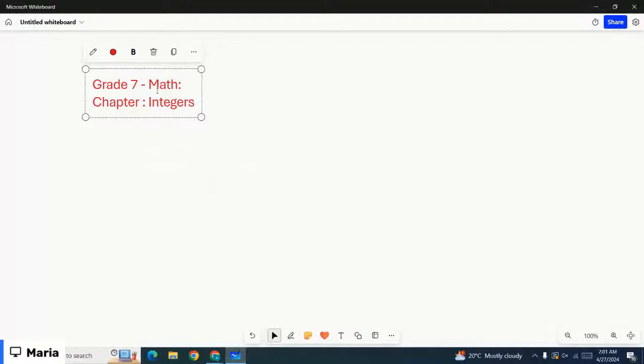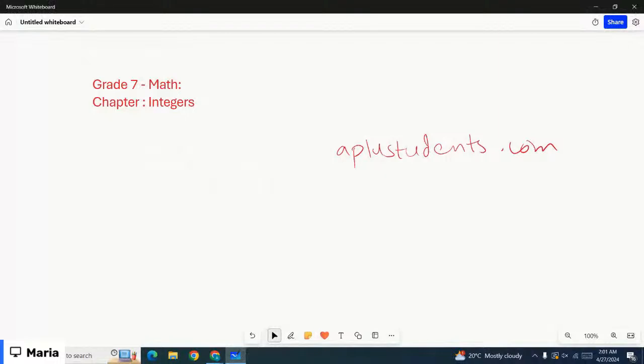We are here for grade 7 math. You can find all the lessons on aplusstudents.com. You have to log in there using your email address and password as provided by the administrator. Then you have to select math from the subject tab, scroll down to grade 7, and then click on view all lessons. There you can find the list of the chapters.